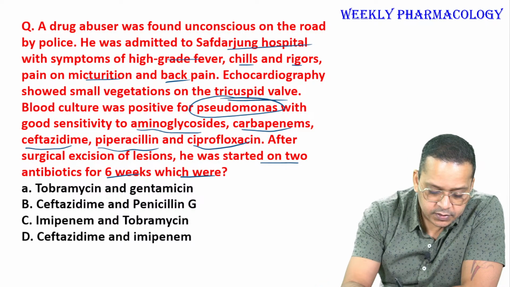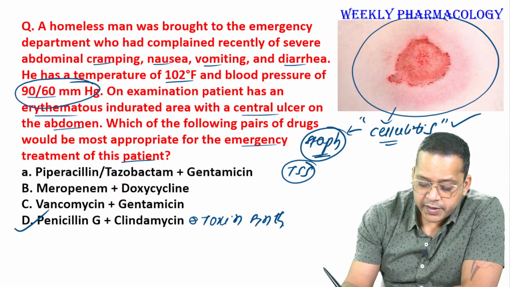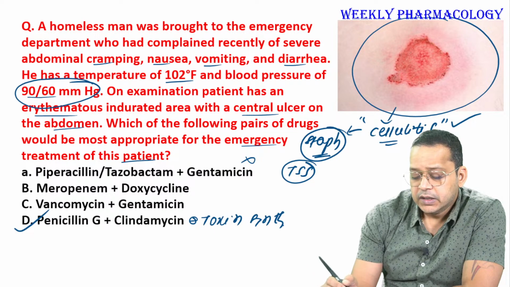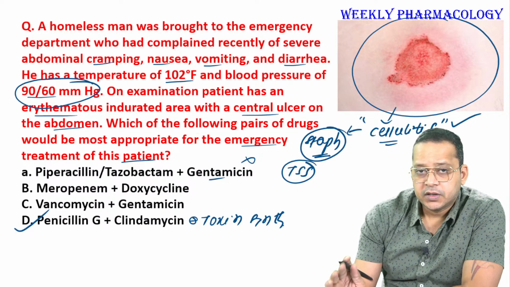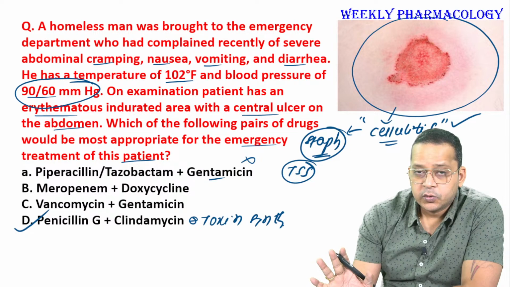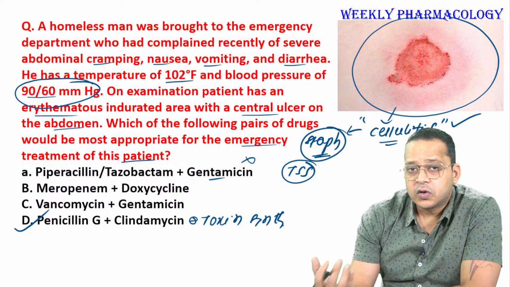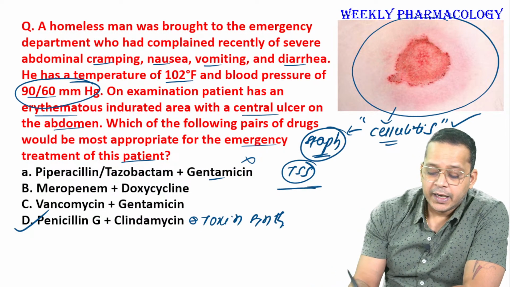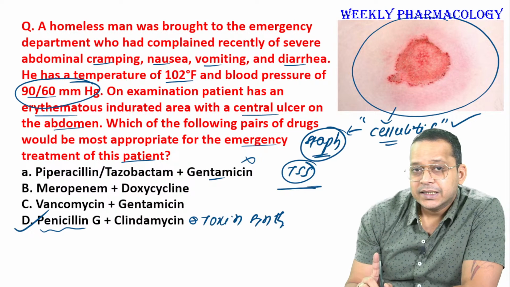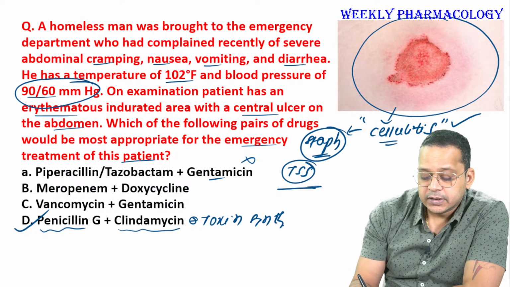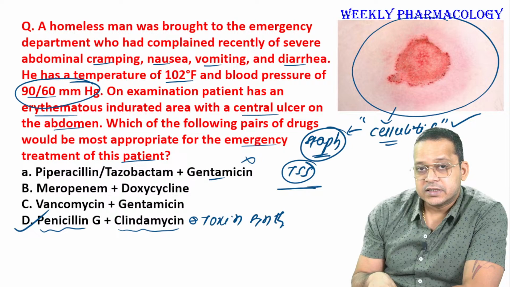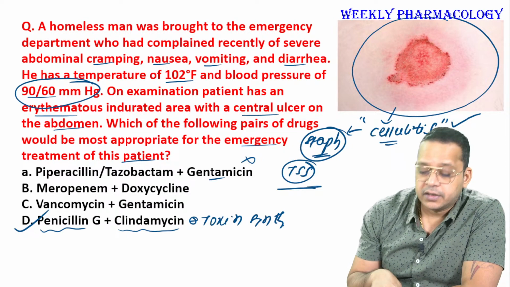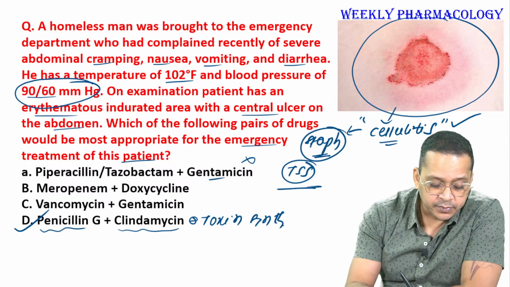Someone has asked me here, sir, why not option A? The reason being, if I use gentamicin, it would further kill the bacteria and release more toxins. So you have to understand the basic concept of treating toxic shock syndrome. I have to use one drug that kills the bacteria. I have to use another drug that also inhibits toxin synthesis, and it has to be a protein synthesis inhibitor, which is not a cidal drug, it's a static drug, right? So that is the reason why I'm using clindamycin.